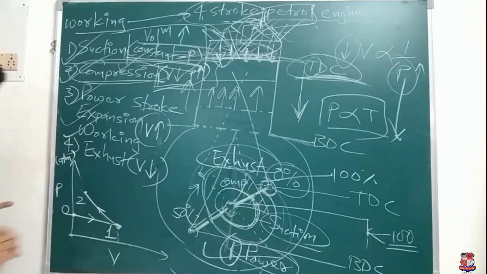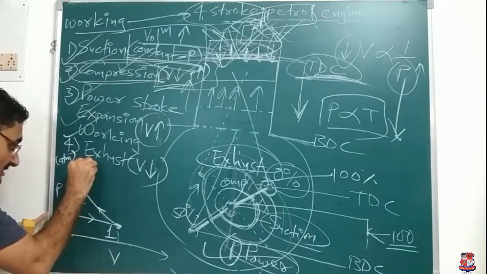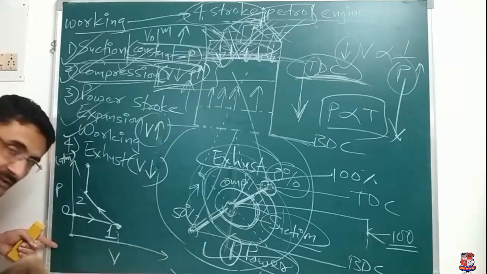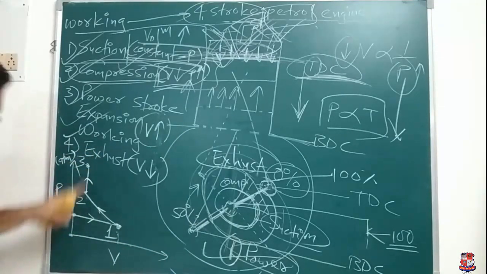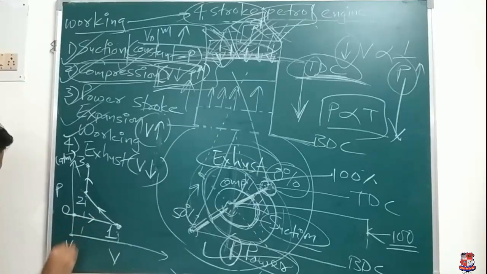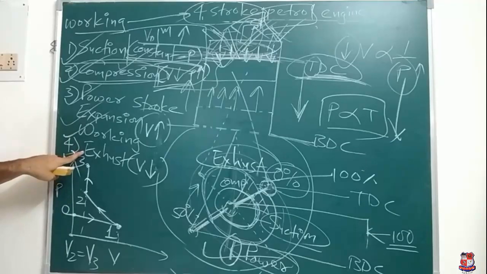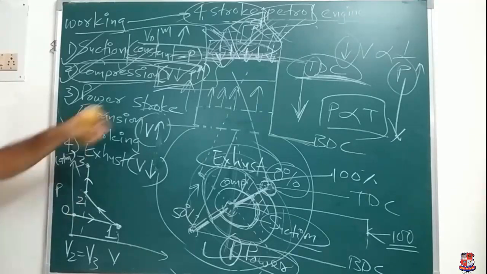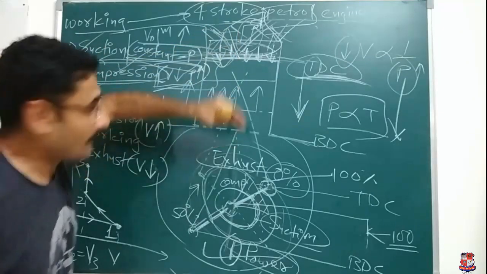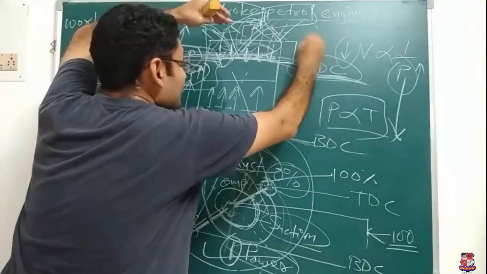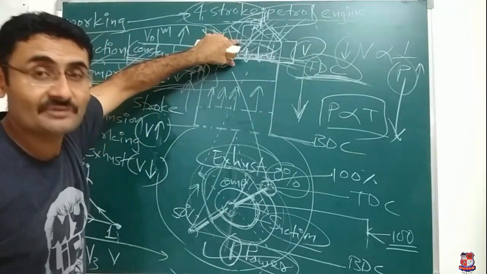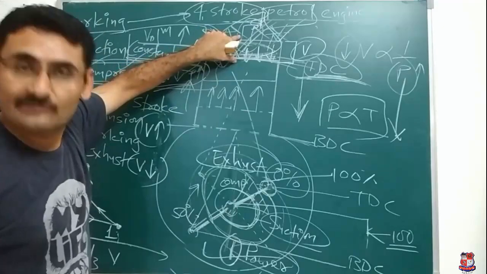Clear about this? After that, I will draw one perpendicular line with the x-axis. So it will be your 2 to 3. Now in 2 to 3, V2 equals V3, you can write like this. Volume at point number 2 is exactly equal to volume at point number 3. Now volume is constant. Volume is constant means what? Suction done, compression done. Now when the piston is on TDC, the volume of the cylinder is not changing, or you can say working fluid volume is not changing.